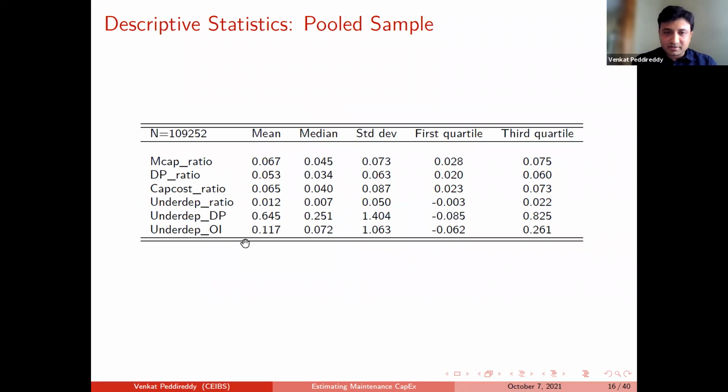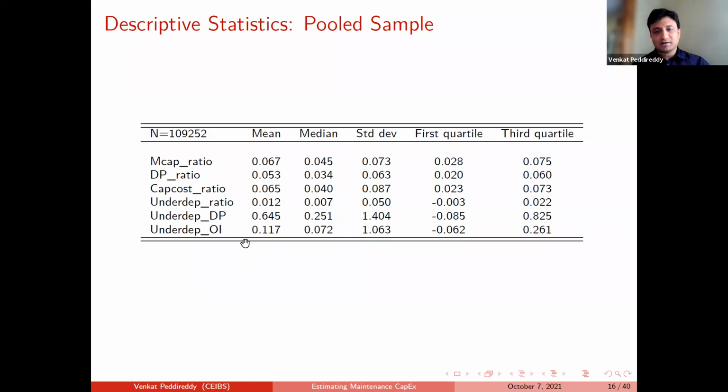Coming to the descriptives, the MCAP ratio is basically the estimate of maintenance capex divided by sales. Everything which has a ratio as a suffix is by sales. So for $1 of sales, you have around 6.7 cents of estimated maintenance capex on average. Initially I thought, is it so low? But it is. The recorded D&A expense, which is DP, over $1 of sales is 5.3 cents. So my estimate is larger than the recorded DP expense.